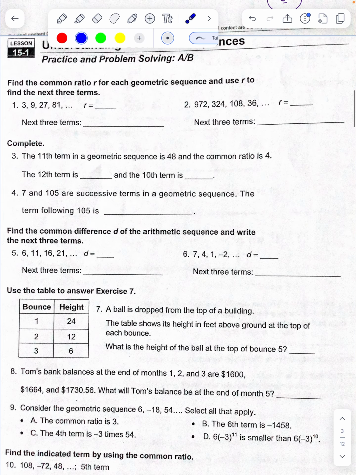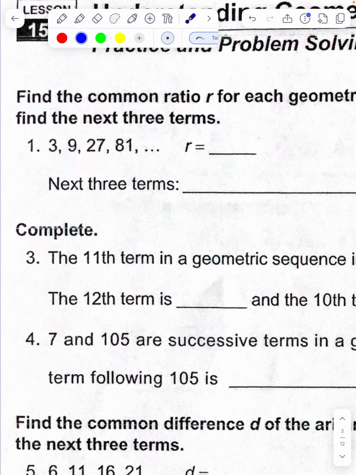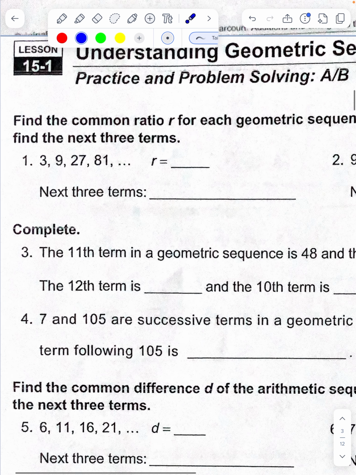Okay, let's do the first one. Find the common ratio. What's the common ratio? The common ratio is the multiplier. You multiply the first term by a number to get the second term, multiply the second by the same number to get the third, and the third keeps multiplying by the same number. Okay, let's check the first question.